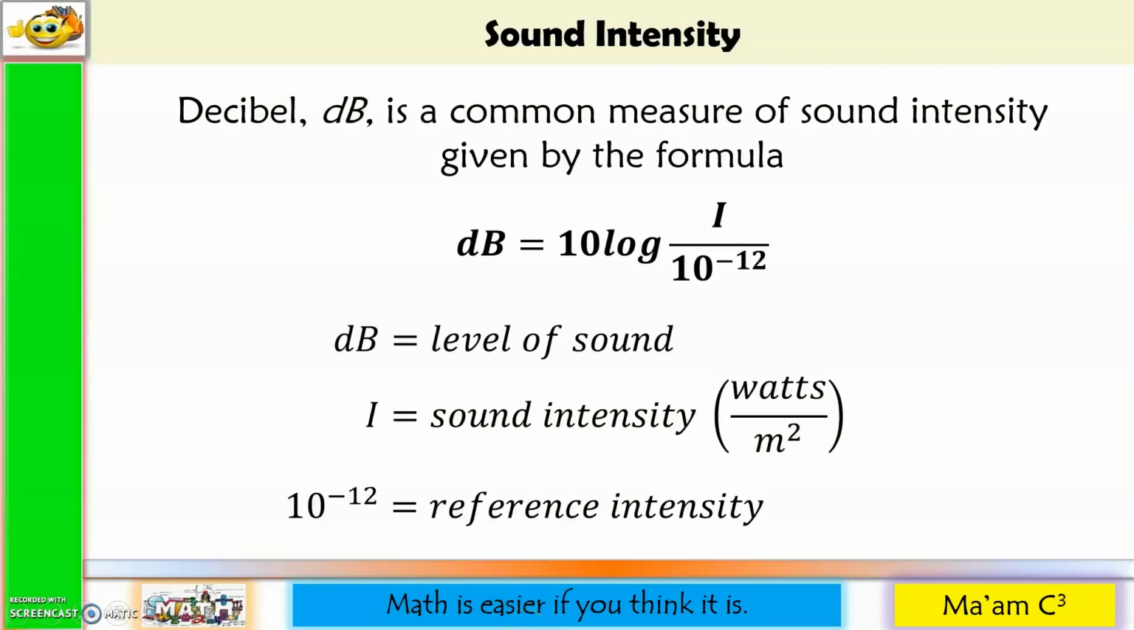Another application of logarithm is in sound intensity. Decibel, denoted by dB, is a common measure of sound intensity given by the formula dB is equal to 10 times the logarithm of I divided by 10 raised to negative 12. dB or decibel is the level of sound, I is the sound intensity measured in watts per meter squared, and 10 raised to negative 12 is the reference intensity.